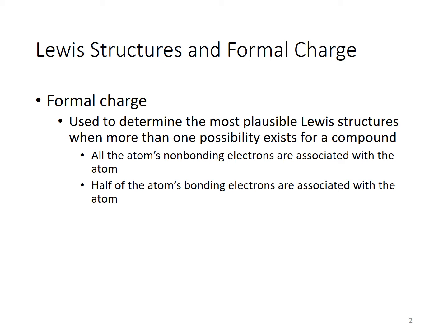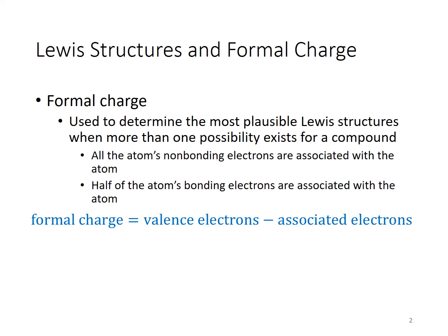So all the atom's non-bonding electrons are associated with the atom. Half of the atom's bonding electrons are associated with the atom as well. And this is how we can determine formal charge. So formal charge is the number of valence electrons of that individual atom in its ground state, so how many it brought to the table, minus the associated electrons.